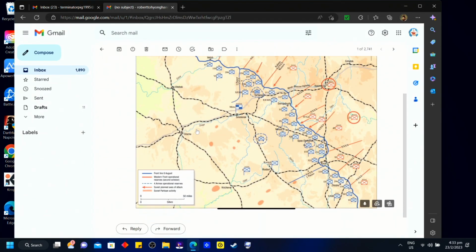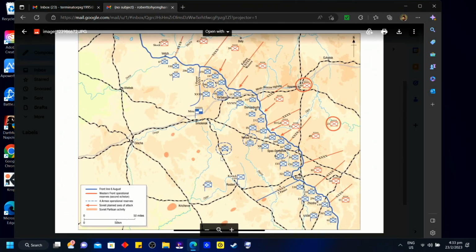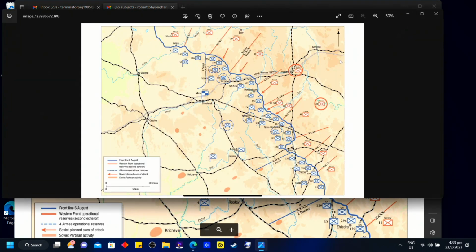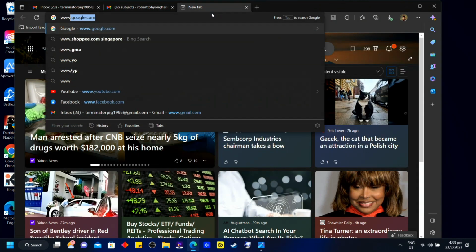So I want to use this image. This image is taken from an ebook called Smolensk 1943: The Red Army's Relentless Advance by Robert Foch. I bought it on Kindle. Okay, so I want to talk about this image.